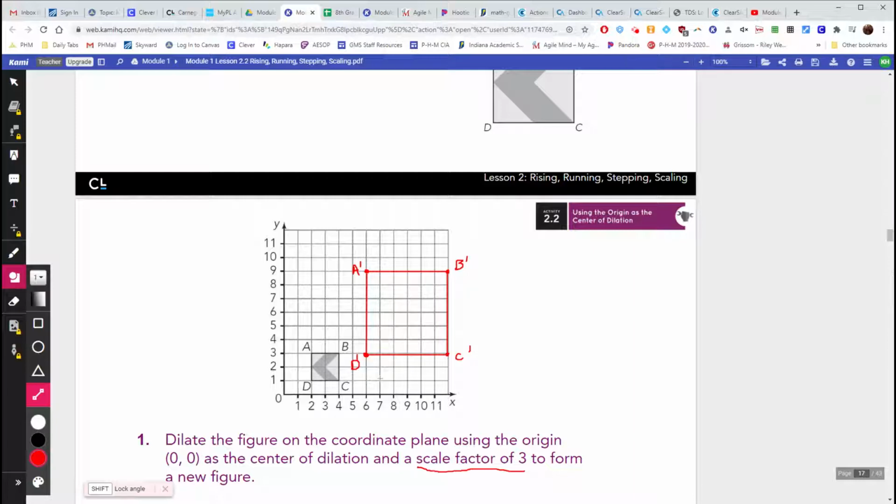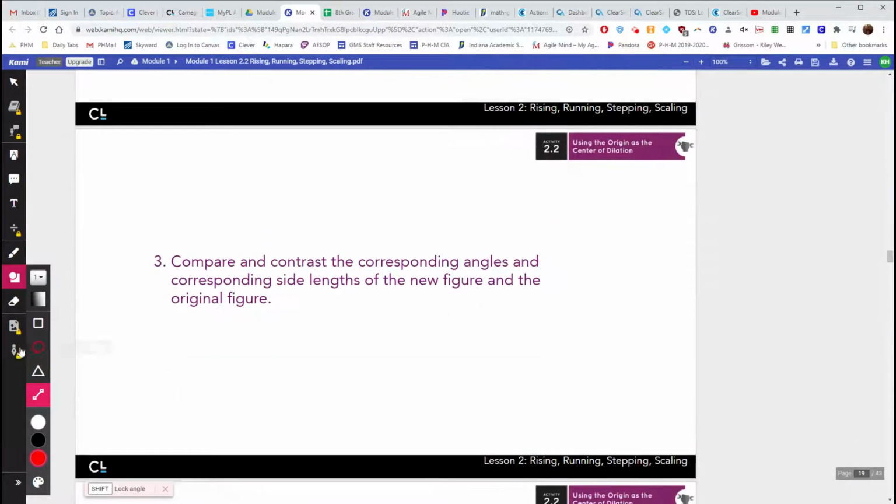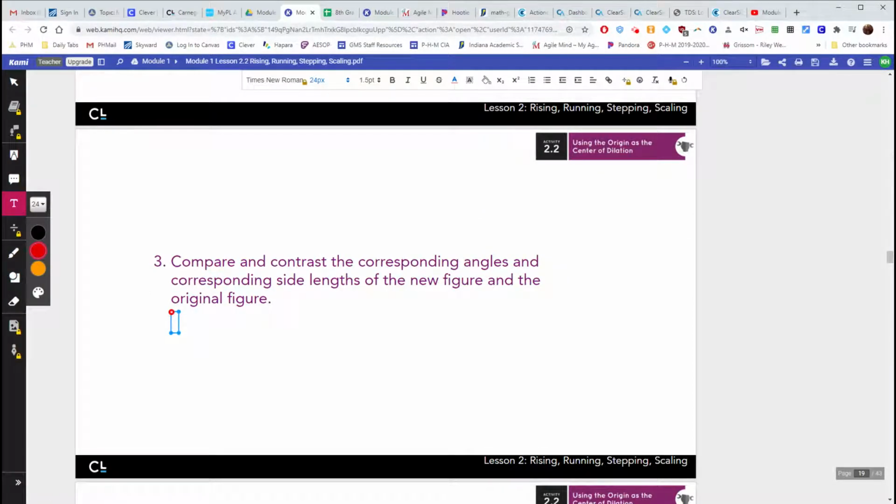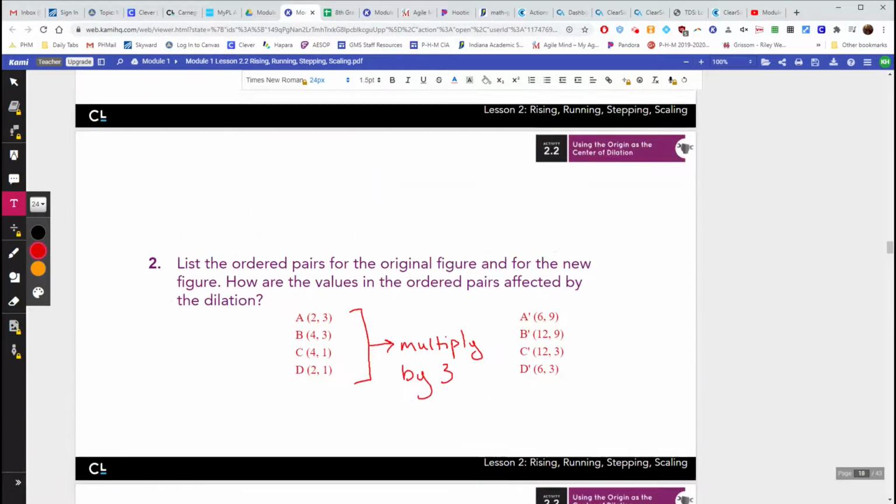Let's look at the angles. Angle A here, it's easier than our previous videos. This is a 90-degree angle, a right angle. This also appears to be a right angle. Same with B, C, and D. So it looks as if the angle measures stayed the same. I'm going to write that down before I even think about the side lengths: the measures of corresponding angles are equivalent, or stay the same.